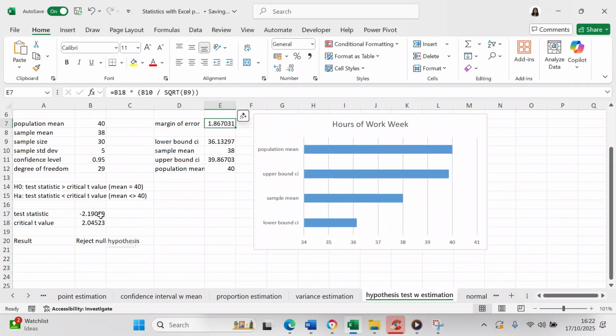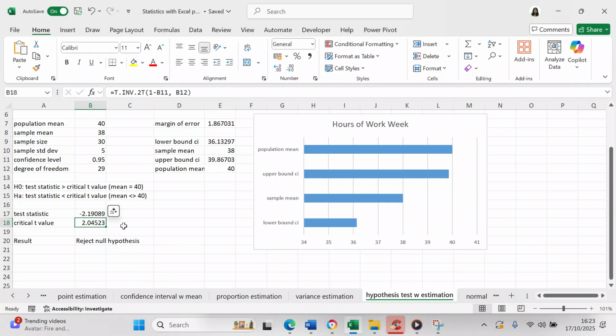So our test statistic is B8 minus B7, so that's sample mean minus population mean, so that's -2, divided by B10, which is your sample standard deviation, divided by the square root of B9, which is the square root of the sample size. So your test statistic is -2.19.